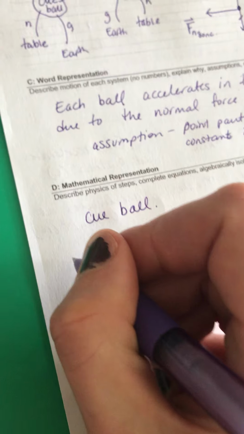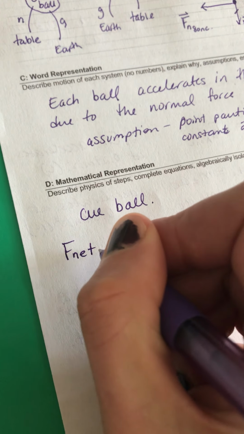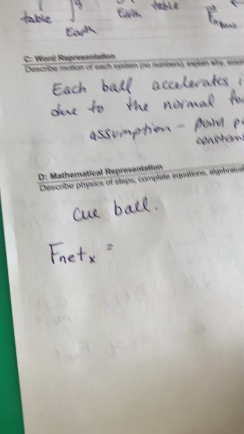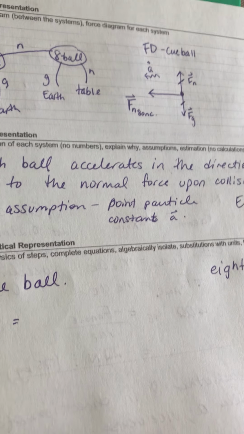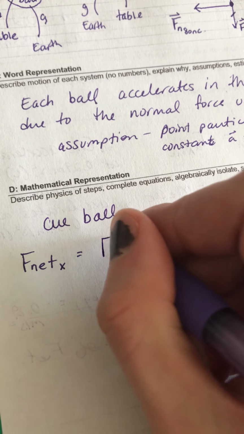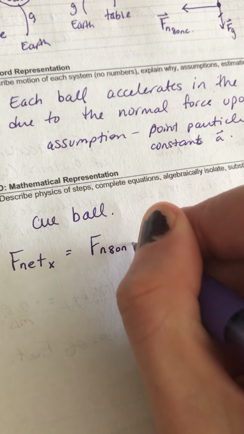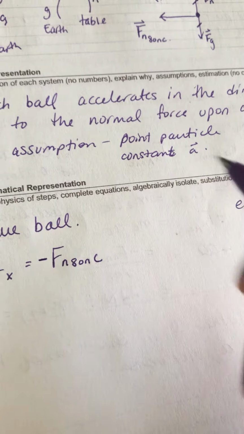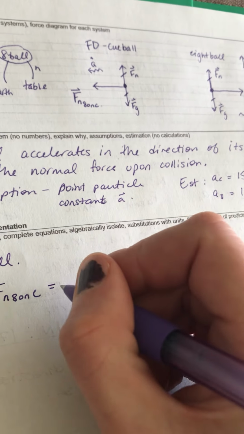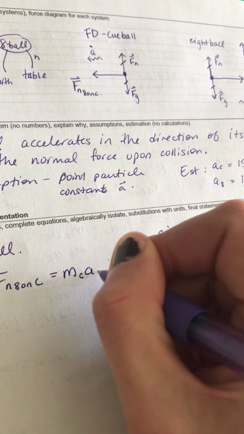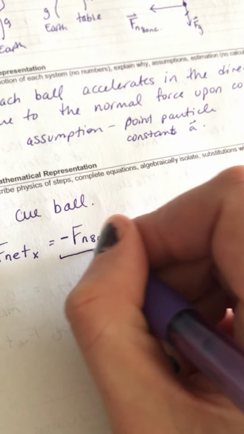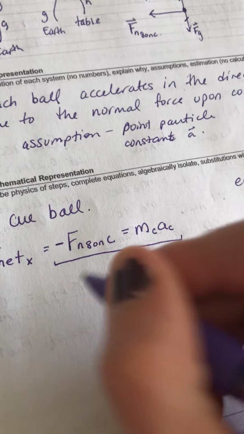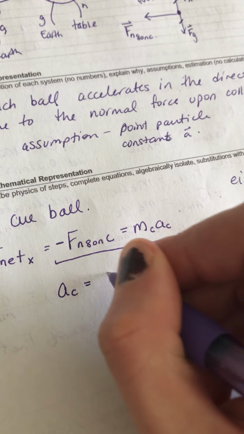Our first step is always to write the net force equation in the direction of motion. So which forces are acting here? So we've got Fn 8 on C. And that is to the left, so that goes negative, and that's equal to MC AC. Okay, taking just this part of the equation, I'm going to solve for AC.